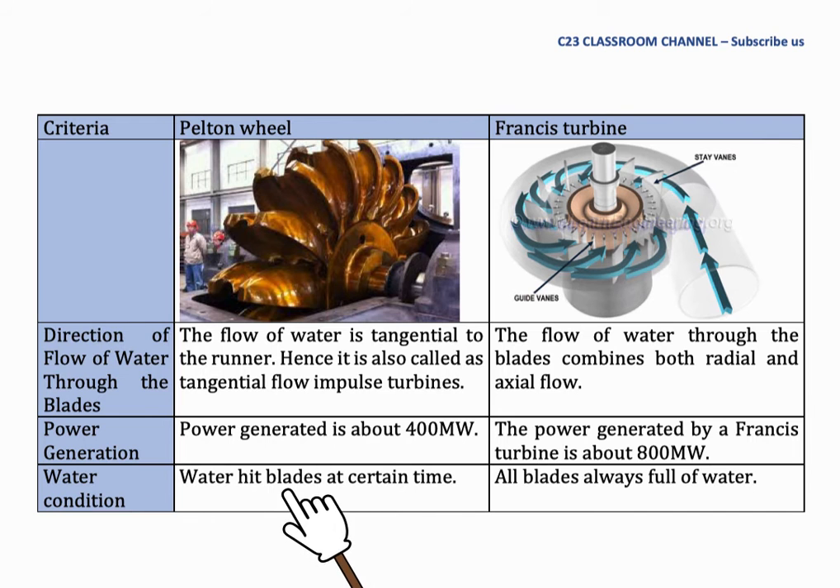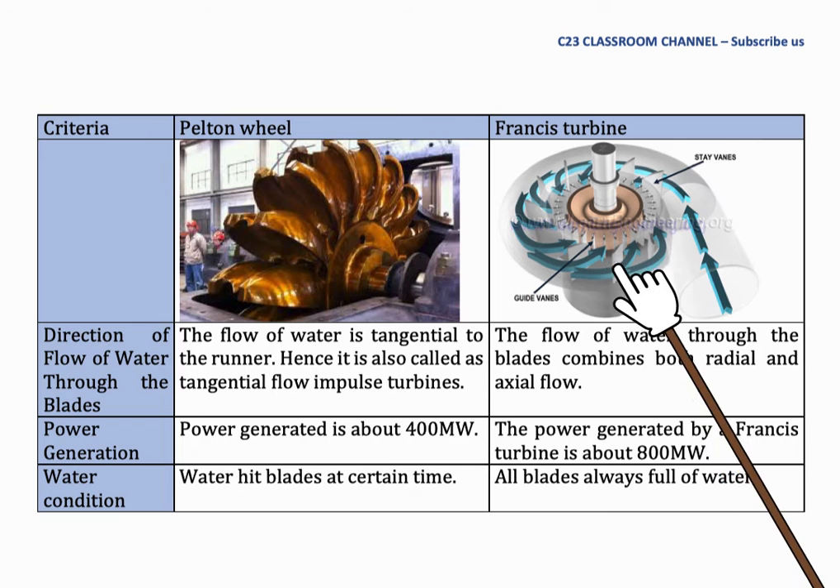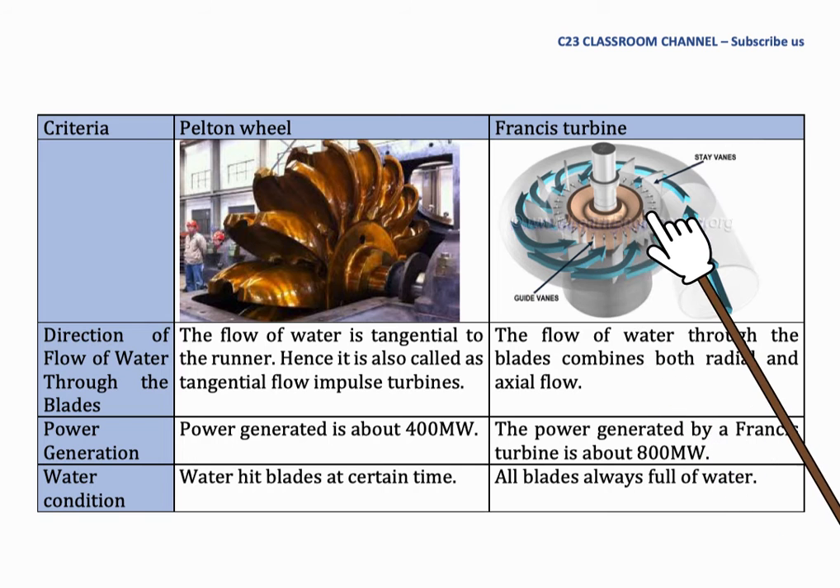The water condition. The water hits blades at a certain time, as you could see here. Only a certain blade will be hit by water and rotate the wheel. And for the Francis turbine, we found that all blades are always full of water, as you could see in this diagram.